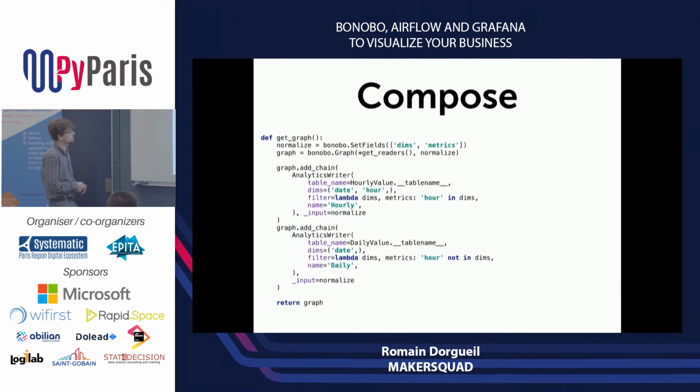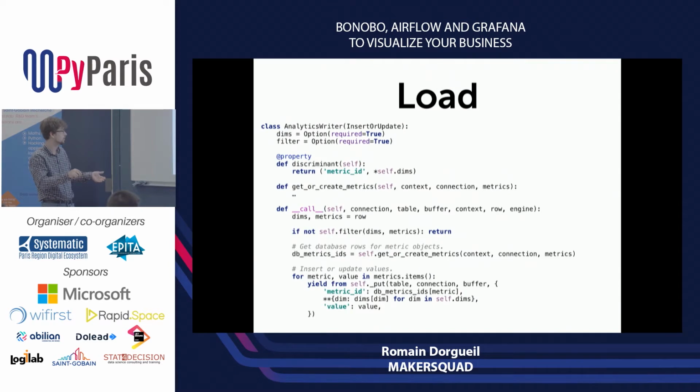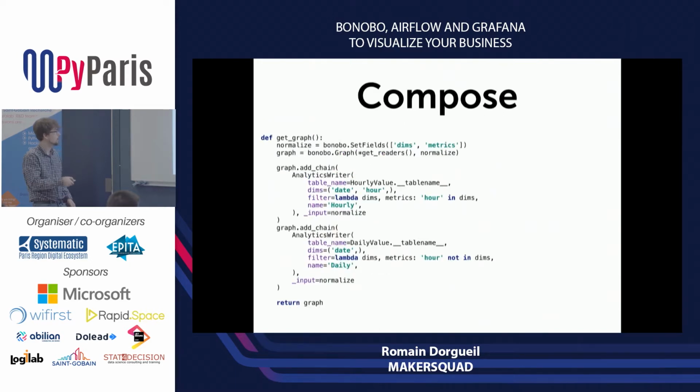Now, the composition is the most interesting part, is that we are actually building the graph data structure here. We built our normalize function before. So we put the readers here, we put the normalize here. So the beginning of the chain is this thing. And then we add twice 2 instances of analytics writer, both for hourly value and daily value tables. And we have a simple lambda that will filter at the beginning. I didn't say it, but there is just a simple thing that says, if it's not for me, let's skip that. And so, yeah, both tables will be using the same node to insert the data.